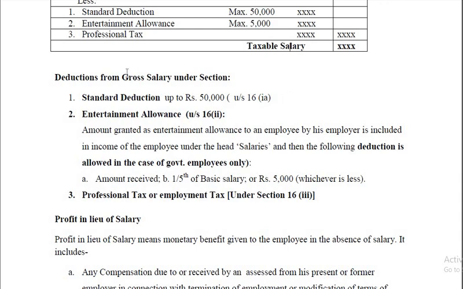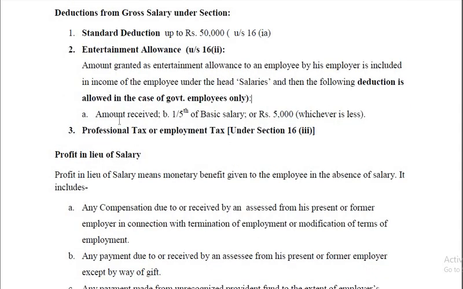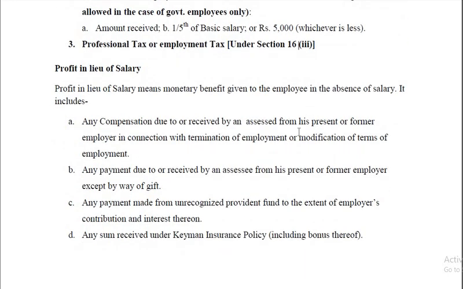Regarding deductions, I was telling you, the standard deduction available is 50,000 under section 16 subsection 1e. Entertainment allowance is granted to employees and is fully taxable, included under the head salaries, but the deduction is allowed in the case of government employees only, and the rule is 1/5 of salary or ₹5,000, whichever is less. Professional tax or employment tax under section 16 subsection 3 is applicable to all types of employees, whether the income is high or low.